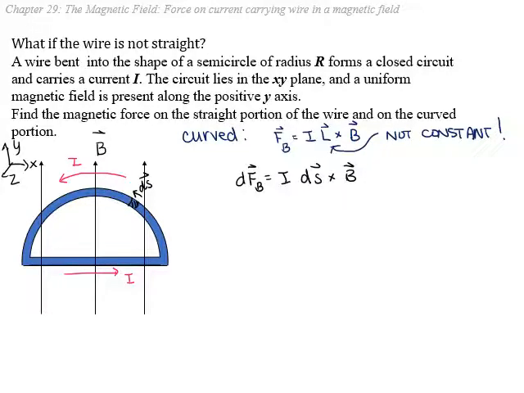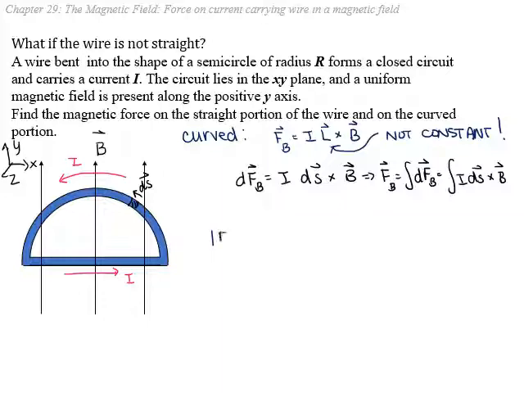Then if I wanted to find the net magnetic force, I would have to add up all the little bits. So my net magnetic force would be the sum, or the integral, of each of those small bits. So the integral of I times ds cross B. So this seems like a solid strategy. Let's go ahead and find the magnitude first, and then we'll find the direction afterwards. So let's start with magnitude.